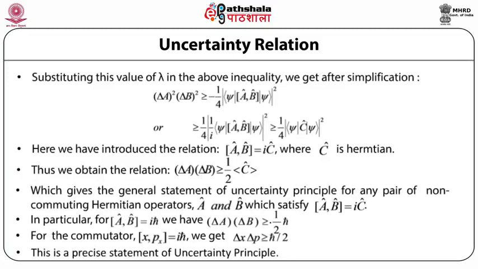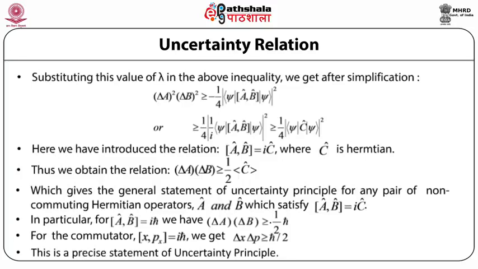And from the above inequality, we obtain the result that delta A times delta B is greater than or equal to 1 by 2 times the expectation value of operator C. And this gives the general statement of the uncertainty principle: any pair of Hermitian operators, operator A and B, that satisfy the commutator relation, commutator of operator A and operator B is equal to iota times operator C.